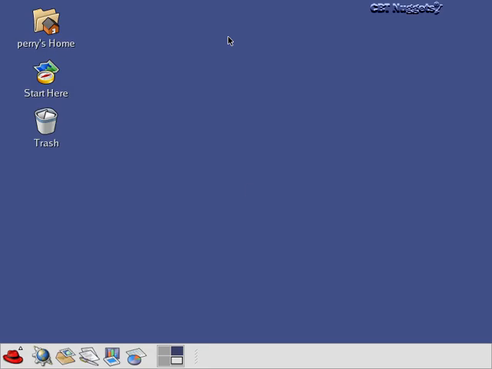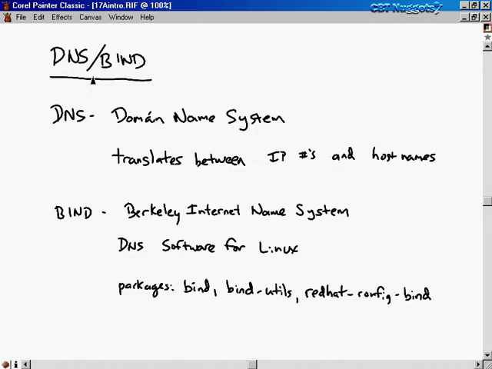Let's get to work. Alright, so what is DNS and BIND, and how do they relate to each other? Well, DNS is the domain name system. And the domain name system is what's responsible for translating between IP numbers and host names. So IP numbers like 137.86.52.94, and host names, www.cbtnuggets.com, www.redhat.com, things like that.